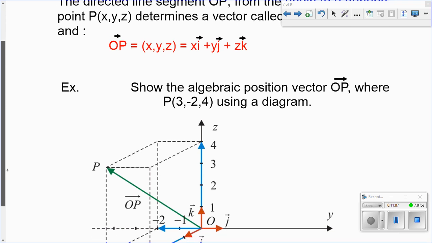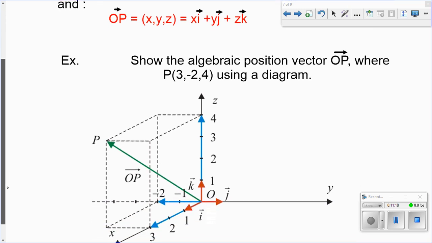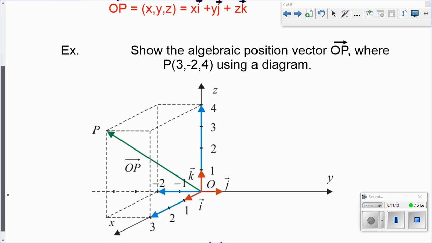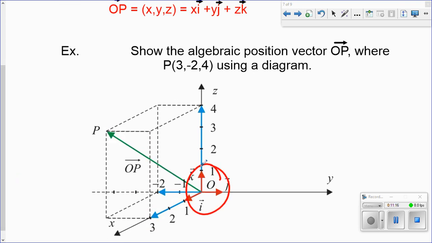Okay, so show the algebraic position of vector OP where P is 3, -2, and 4. So algebraically, we want to show the vector. Here's my origin, and I want to show the vector 3. So that's the x component. X is out here, so I'm going 3 units. Make careful note of how our Cartesian plane is oriented with the third component now. So my resulting vector OP, because O is the origin, ends up at 3 units in the x direction, -2 units in the y direction, so that's backwards, and then 4 units up, 4 units in the z direction.